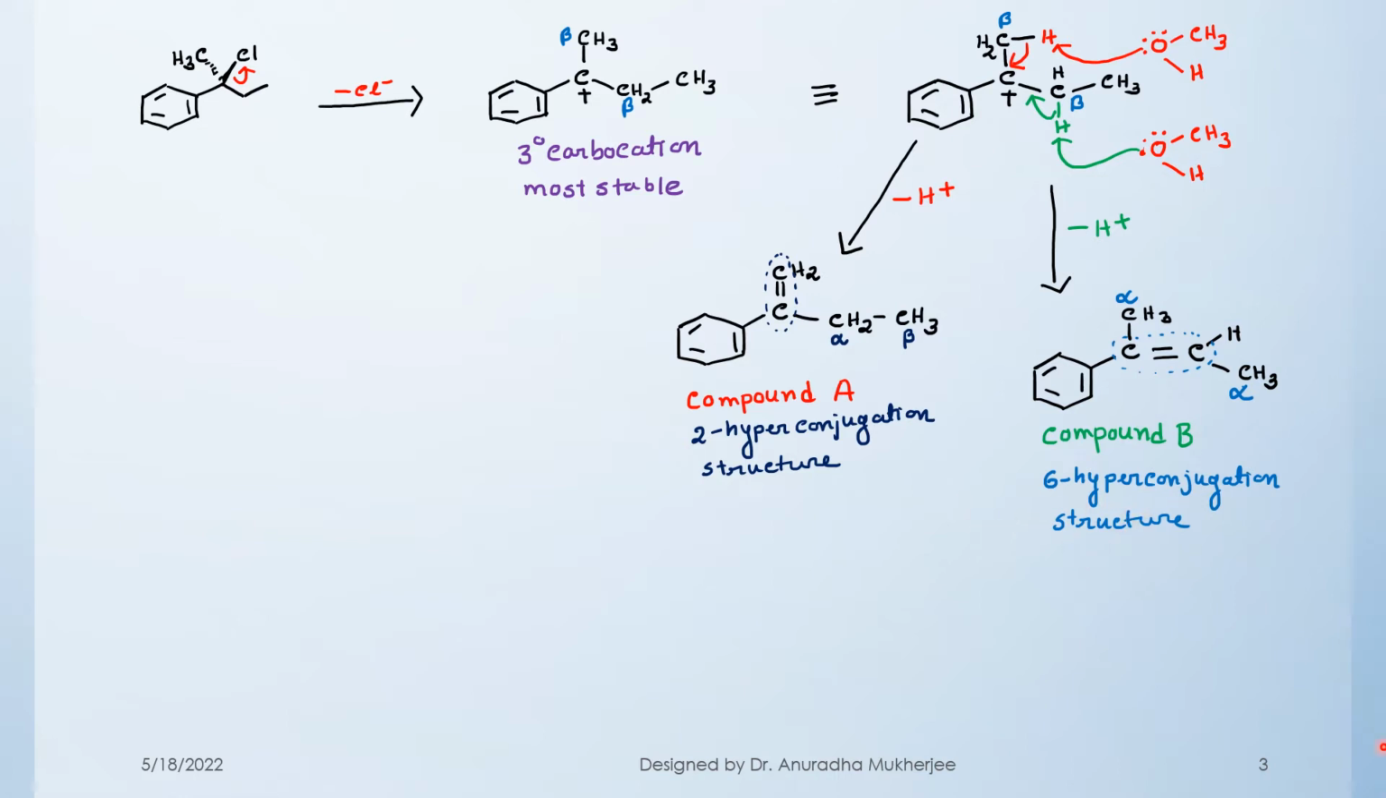More hyperconjugation structures means more stability, and more stability means major product. So that means compound B is more stable than compound A. So compound B will be the major product and compound A will be the minor product.